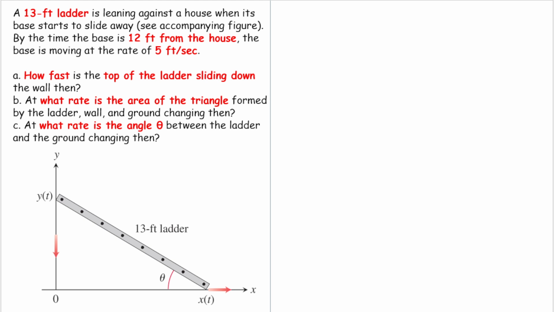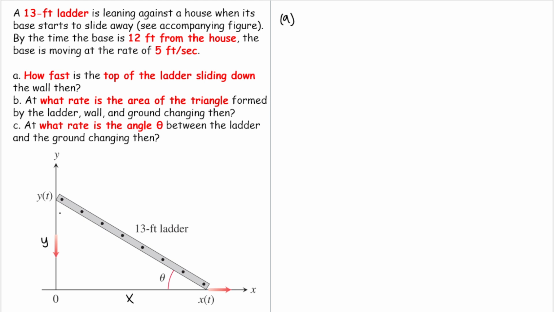Okay, we know that this one is x here, the base, and the height here is y. Let's see question A first. How fast is the top of the ladder sliding down the wall then? So we need to find dy/dt here. Let's analyze the relationship between the wall, the floor, and the ladder.